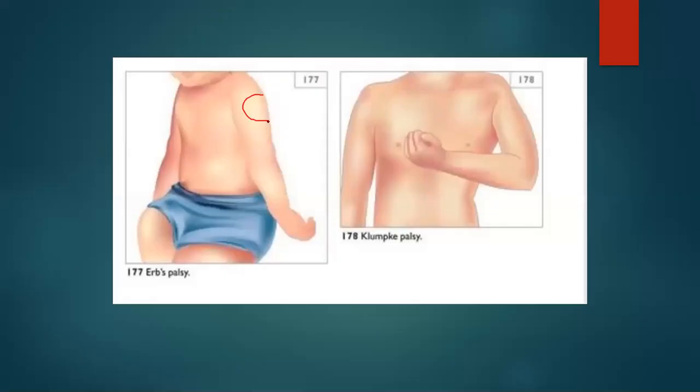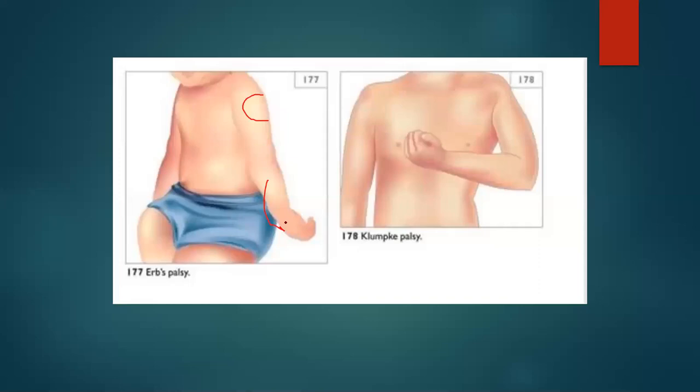Can you see the difference between both of them? Doctors, please, I want us to take notes. For Erb-Duchenne palsy, there's abduction and internal rotation of the shoulder. You can see the internal rotation of the shoulder, and there's abduction of it also. And also, the forearm is pronated. You can see pronation, not supination.